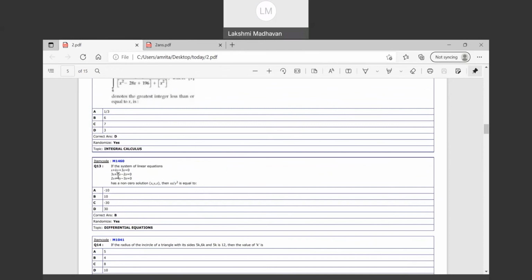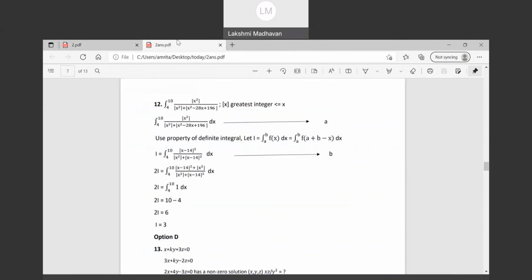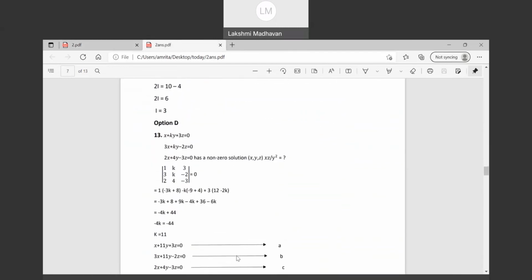So in the question, we have this unknown value k. Once we find the value of k, then we have to find out what x is, what y is, what z is. We have to substitute, and then they are asking the value of xz by y square. So let's see how we can solve this question.